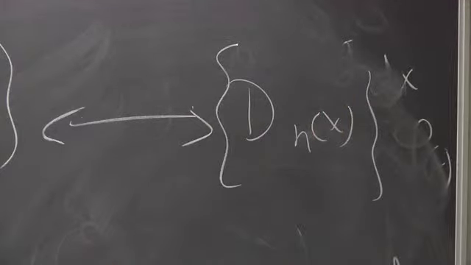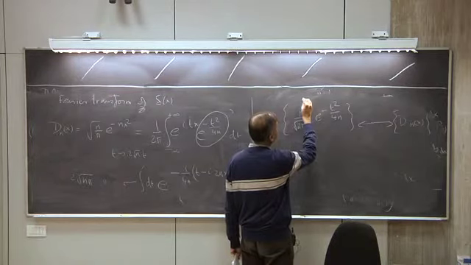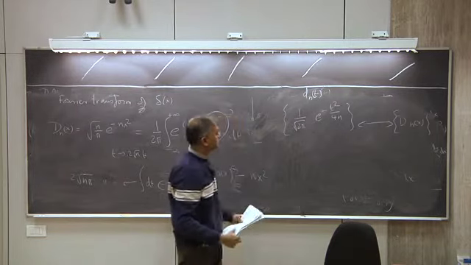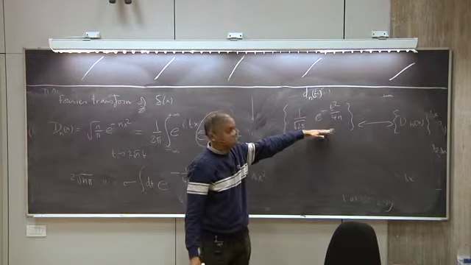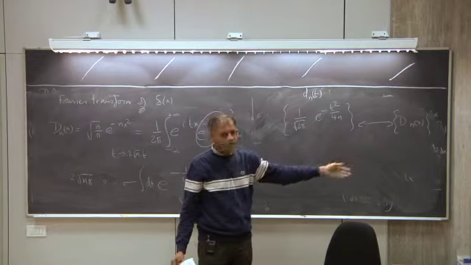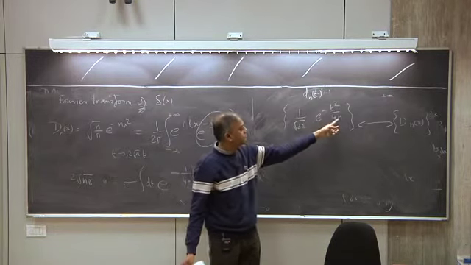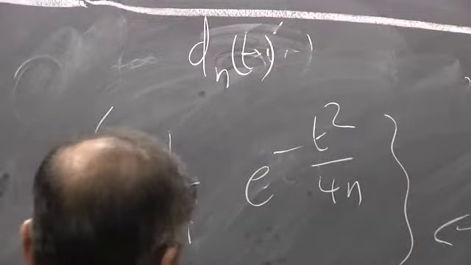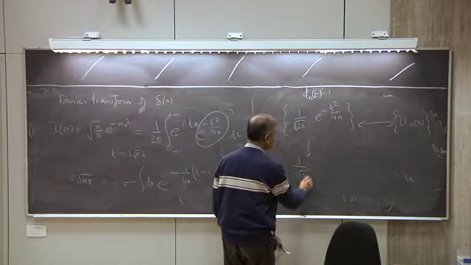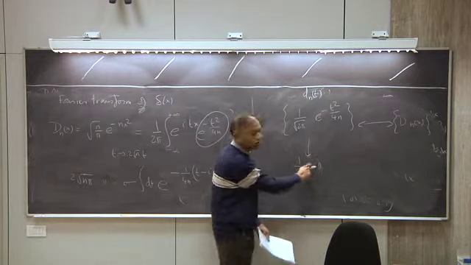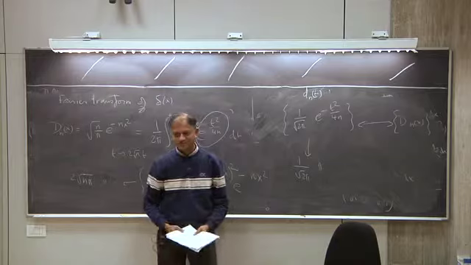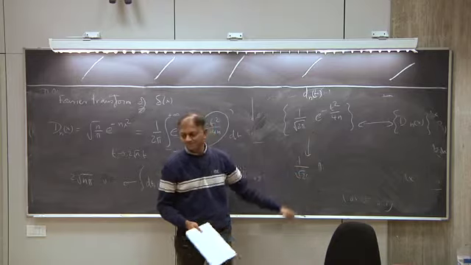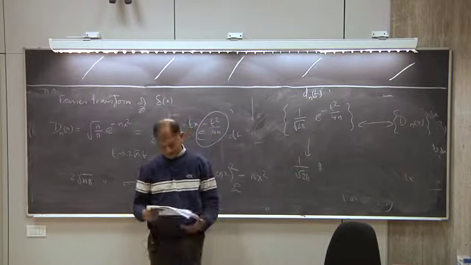Okay, so this is some sequence. Let me call it dn, which is a function of t. These are the functions. So this defines a generalized function again. In fact, what generalized function? You can see that as n goes to infinity, this becomes 1, right? So actually, this defines simply 1 over root 2 pi times 1, 1 thought of as a generalized function. So the Fourier transform of the delta function is simply some constant.